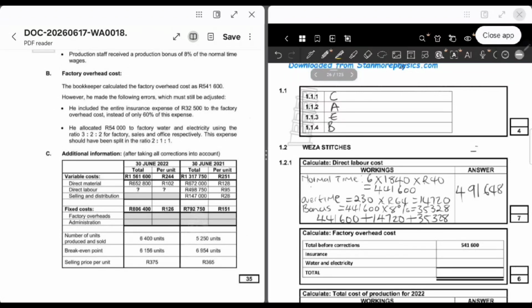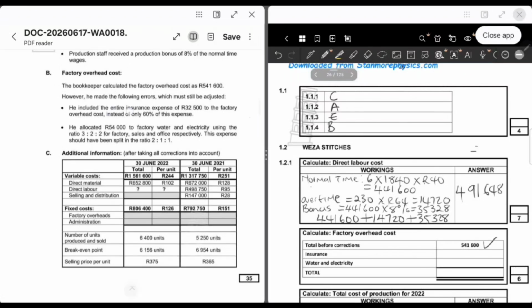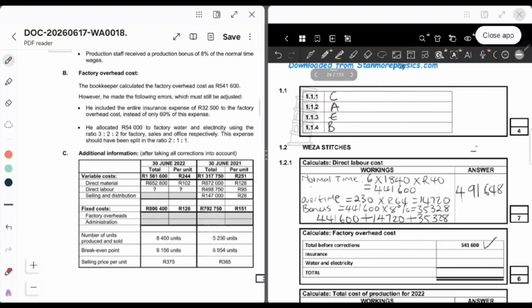So that 541,600, you write it there as total before corrections. They wrote it down for you. Then the first adjustment under factory overhead says he included the entire insurance expense, meaning he included the whole insurance expense, which is 100% of 32,400, in the factory overhead cost, instead of only 60% of this expense.